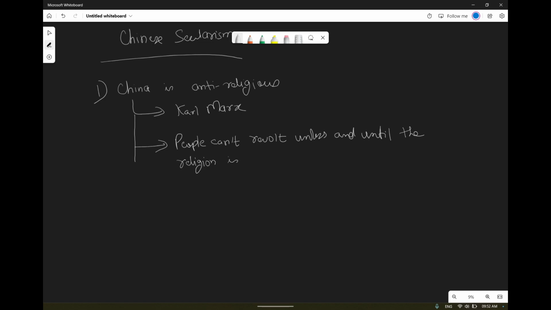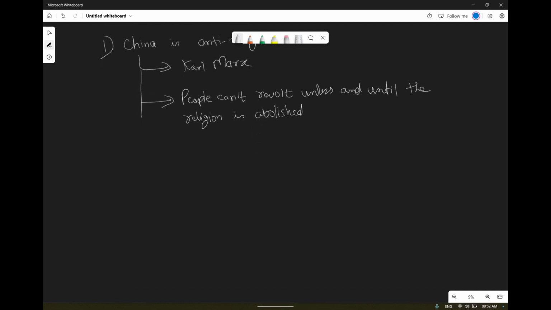Now what is the connection between religion and revolution? Why did Karl Marx say this? He said that because religion supports the status quo, as it has been in a historic way. Like in old days, these things used to happen in that way. So he said religion supports the status quo.